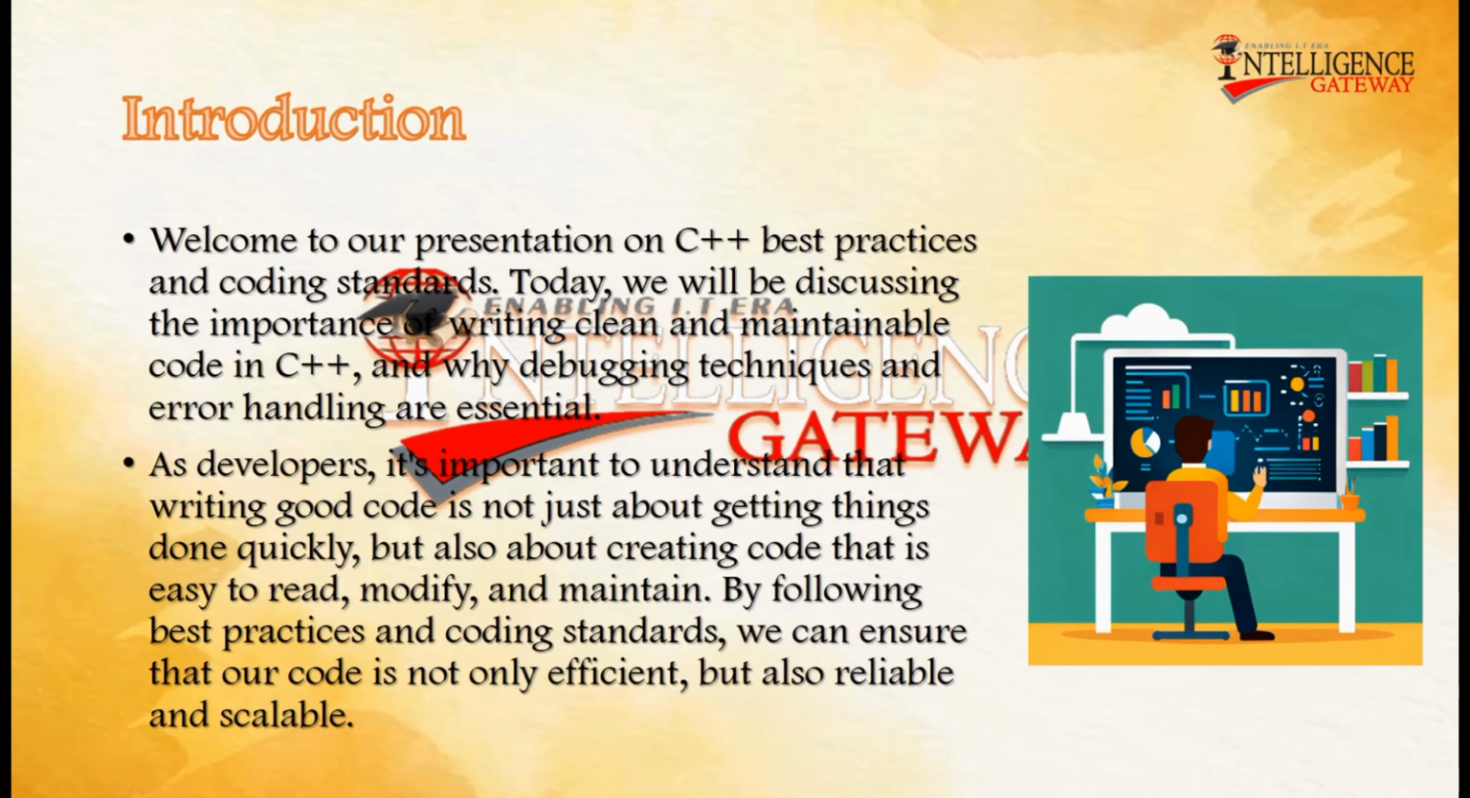Introduction. Welcome to our presentation on C++ Best Practices and Coding Standards. Today, we will be discussing the importance of writing clean and maintainable code in C++ and why debugging techniques and error handling are essential. As developers, it's important to understand that writing good code is not just about getting things done quickly, but also about creating code that is easy to read, modify, and maintain. By following best practices and coding standards, we can ensure that our code is not only efficient, but also reliable and scalable.